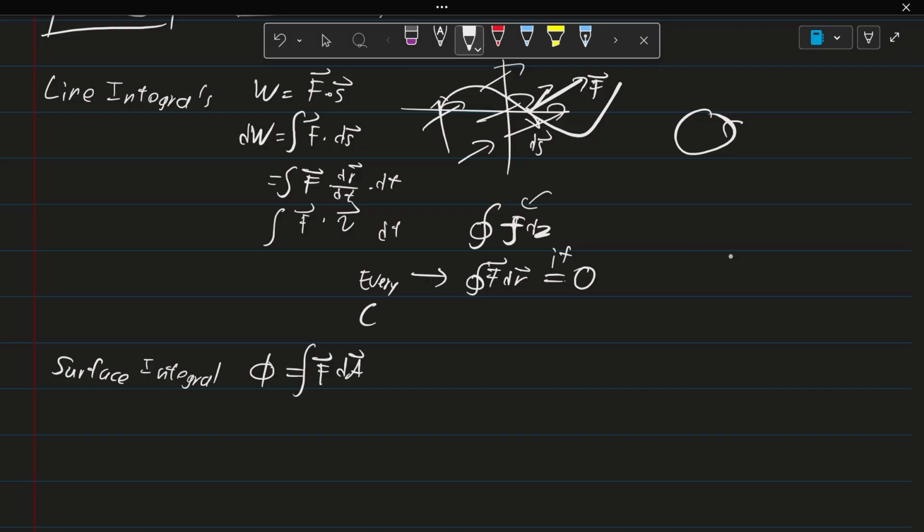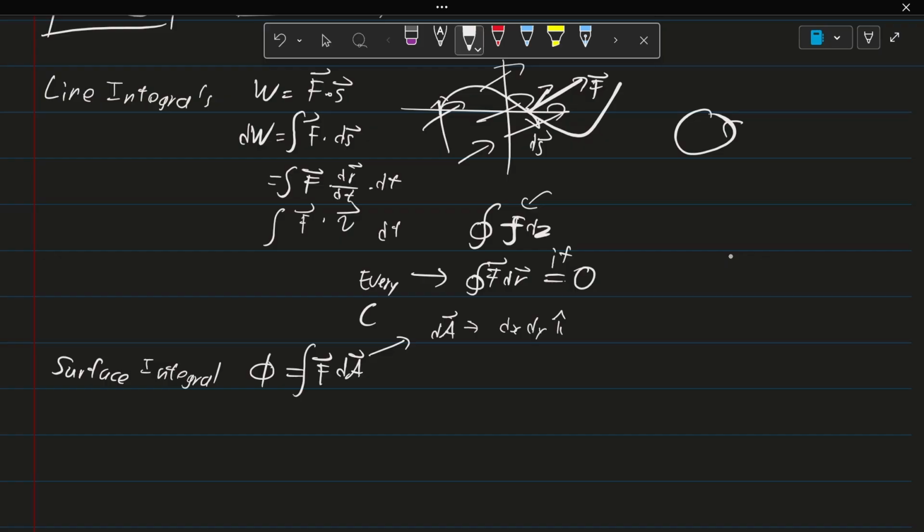Sometimes this is pretty complicated, and so the way that we try to solve this is that we express the dA vector in terms of other vectors, maybe like dx dy in the k hat direction, sometimes something like that. As long as you can parameterize your area, you can do the surface integral.